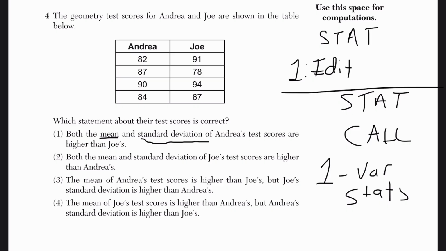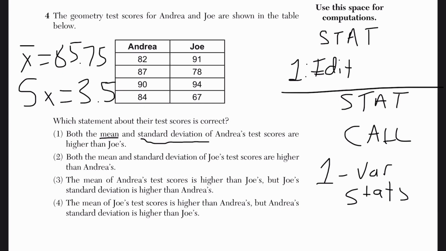So I found Andrea's mean, which is this little symbol, x with a line over it. Hers was 85.75. And her standard deviation, which is this big Sx, is 3.5. So now I'll just repeat the same process. I'll change the numbers to Joe's numbers, so 91, 78, 94, 67.